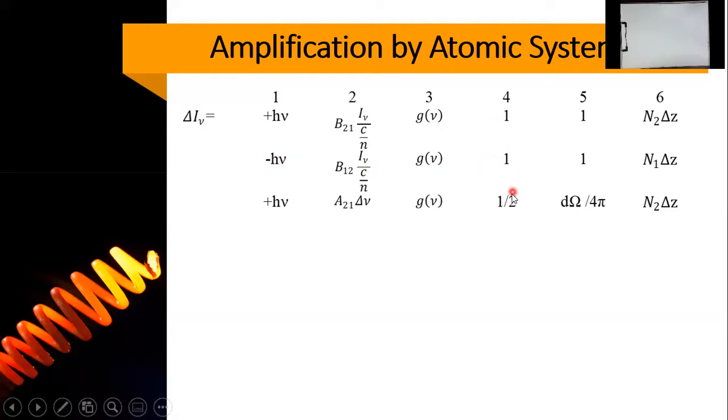However, for the spontaneous emission, it's a randomly generated photon. So it can be S polarized or P polarized. Accordingly, if your detector is S, you will collect only 50%. Or if your detector is P, you will only collect 50% because it's a random output. Accordingly, you will collect only half of the incident photons.